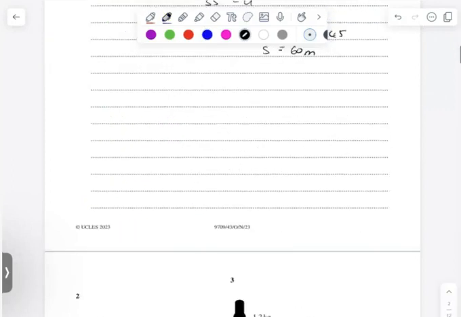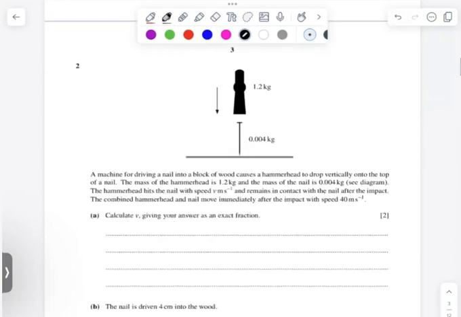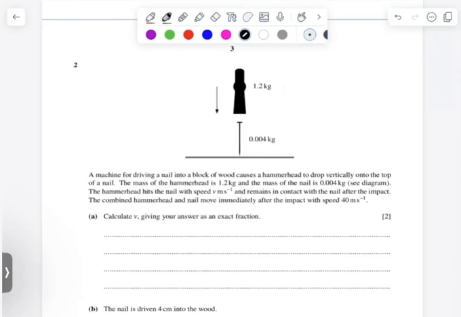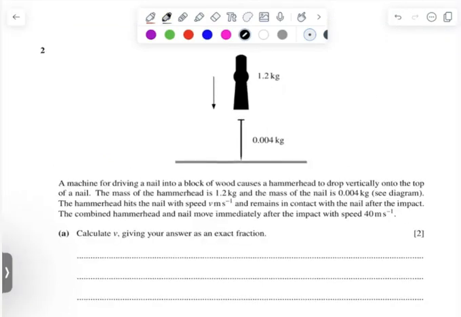Okay, let's jump into our next question. This looks interesting. Okay, so here we see a machine for driving a nail into a block causes a hammerhead to drop vertically onto the top of a nail. Okay, so the mass of the hammerhead is 1.2 kgs and the mass of the nail is 0.004 kgs.